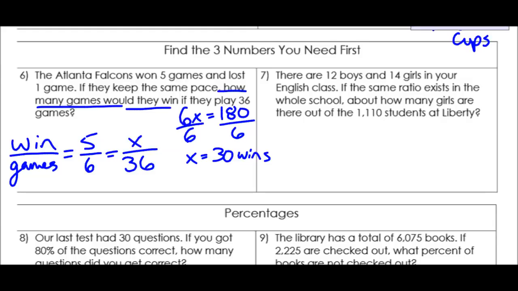That makes sense. You could ask how many games they lost. You could actually set up the exact same proportion there if you wanted to find the number of losses. You would just have to subtract that from 36, so they actually lost 6 games.